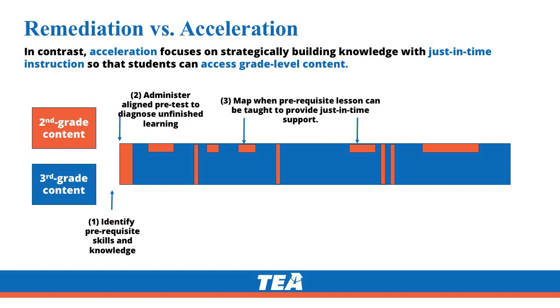For acceleration-minded educators, their approach to instruction is very different. Educators review the grade level content and identify the content from prior grades that students must understand to access that grade level content. Then, educators administer a pre-test to diagnose a student's current understanding.